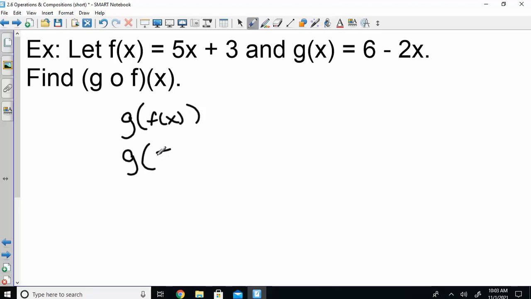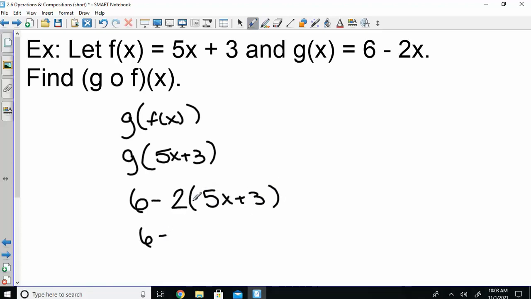So F is 5x plus 3. Plug that into G. So 6 minus 2 times the thing you plug in. So if you distribute your negative 2, you get negative 10x minus 6. So our final answer is negative 10x. Looked like you guys were doing good on that. Any questions for me there?